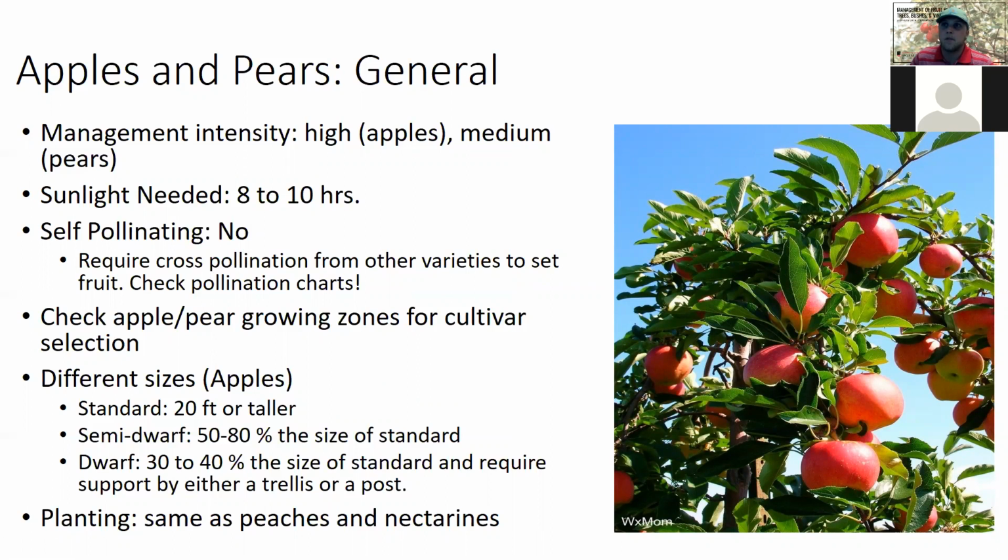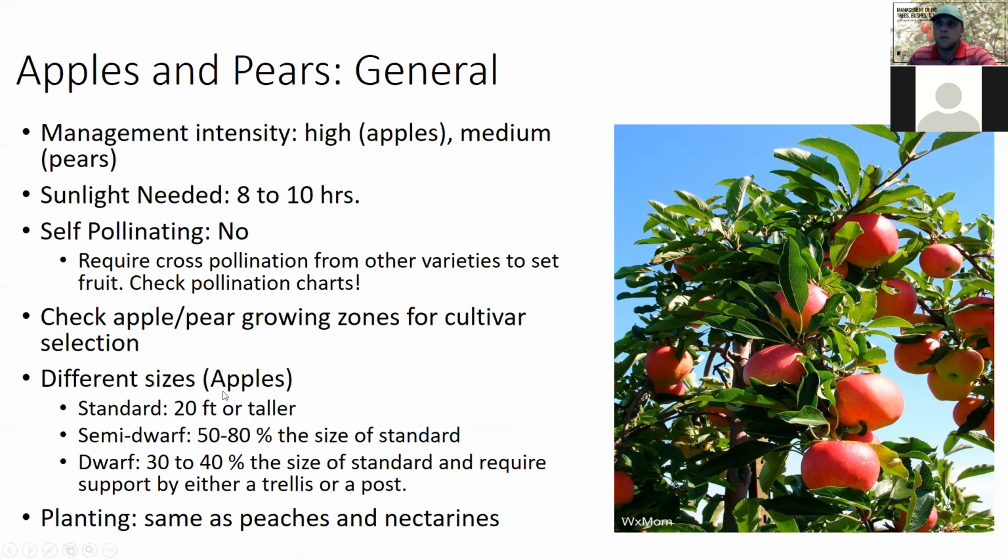So do your homework before just going out and buying one or two apple trees. Also check your apple and pear growing zones for cultivar selection. Goes along with the cold hardiness zones that we spoke about earlier.